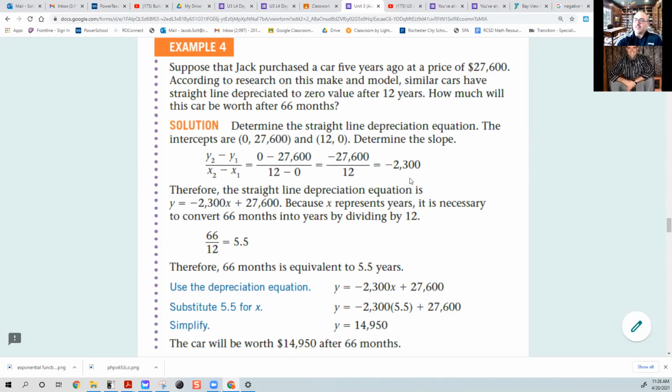So negative 2,300 is the slope. Therefore, our straight line depreciation equation is y equals negative 2,300, that's the slope, times x, that's the variable, time, plus 27,600. Because x represents time in years, it'll be necessary for us to convert the 66 months into years by dividing by 12. There are 12 months in every year, and 66 divided by 12 equals 5.5.